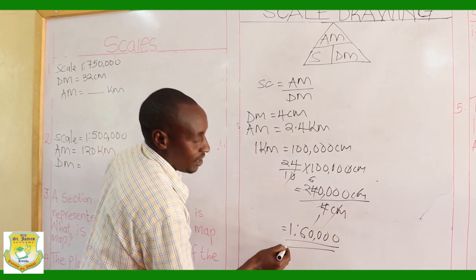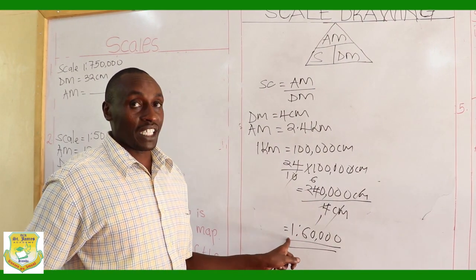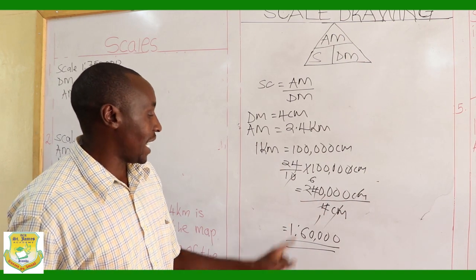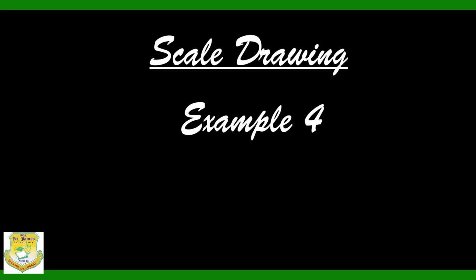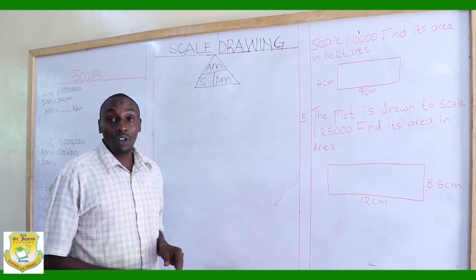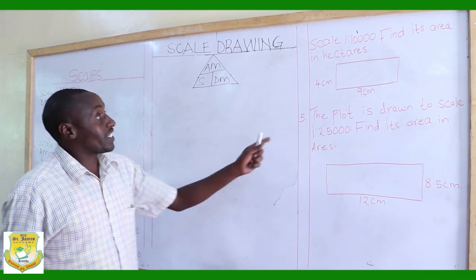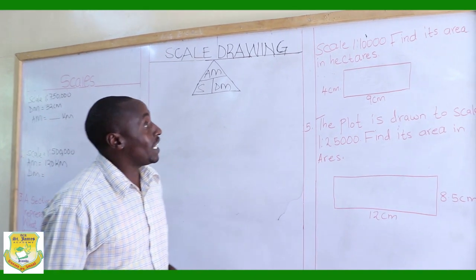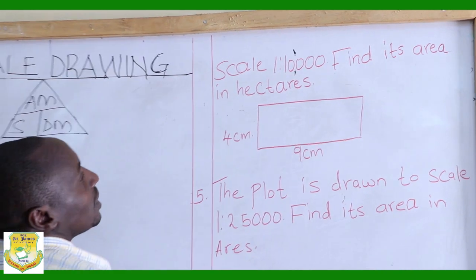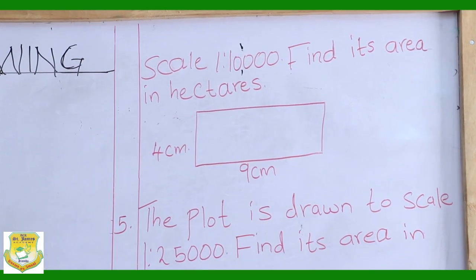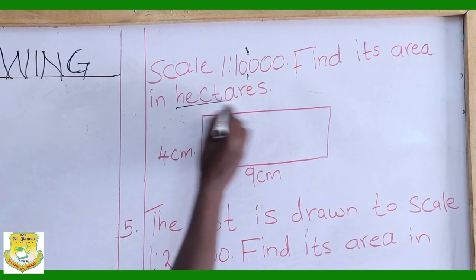That is our scale. In scale, we don't write the units. So our answer is 1 is to 60,000. We are going to question number 4, whereby we are given the scale 1 is to 10,000, and we are told to find the area in hectares.